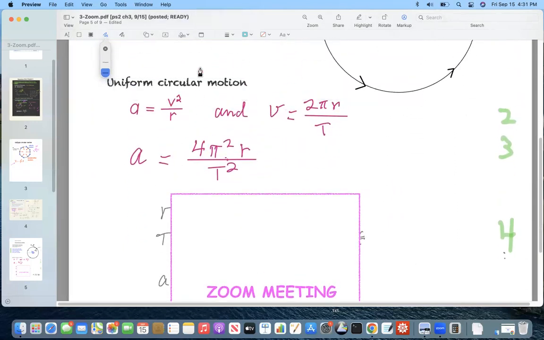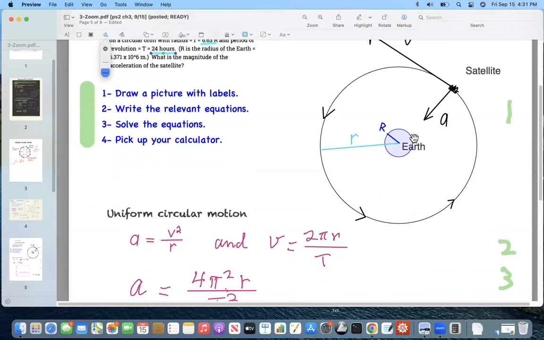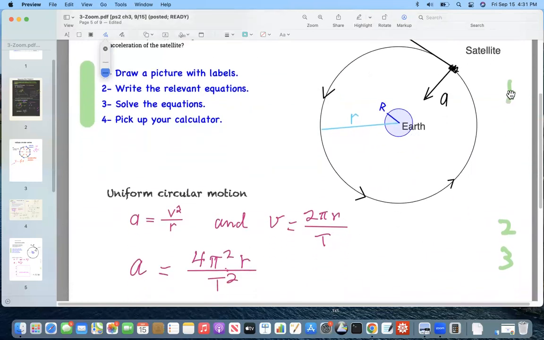So that's the first step in any physics problem, is to draw a picture. So here's the picture, and label it not with numbers, but with symbols. So in this case, we label the two radii. Capital R is one of the radii. Little r is the other radius. V is the speed. A is the acceleration. So I draw a picture and I label it. That's step one.